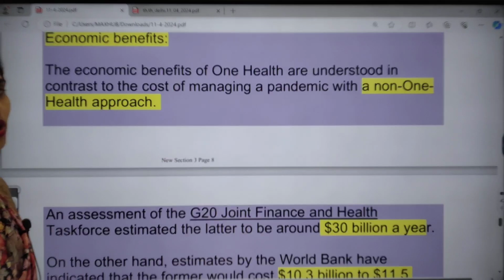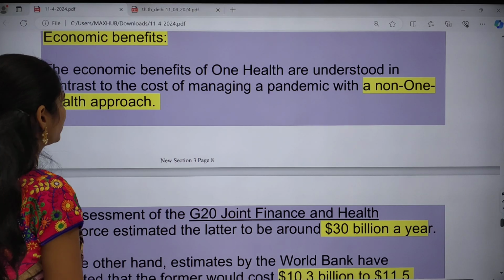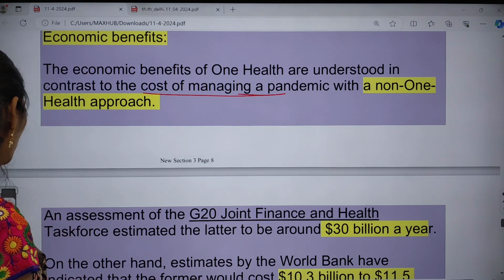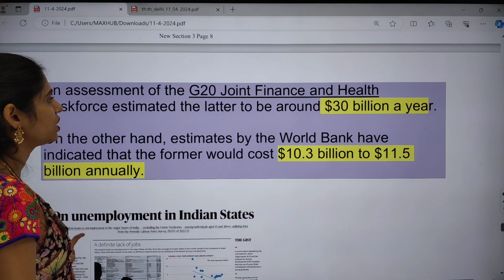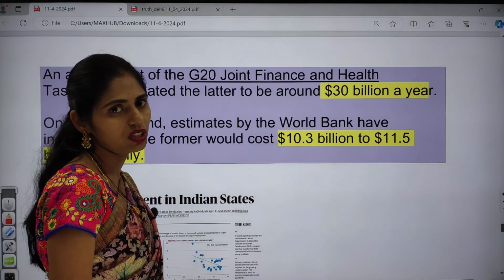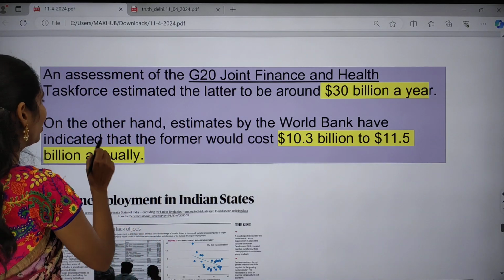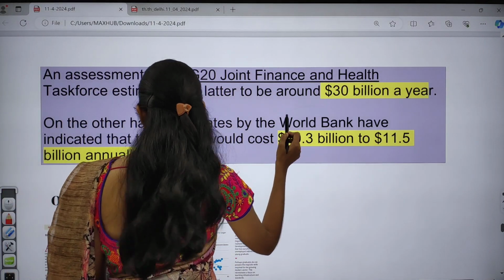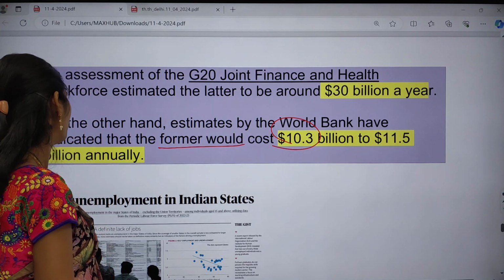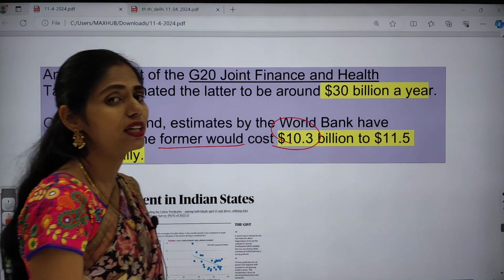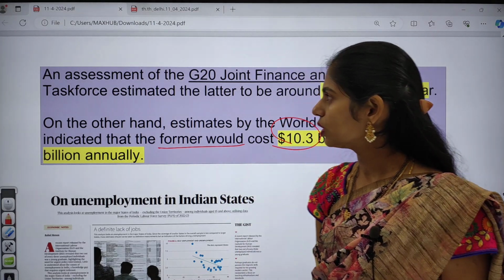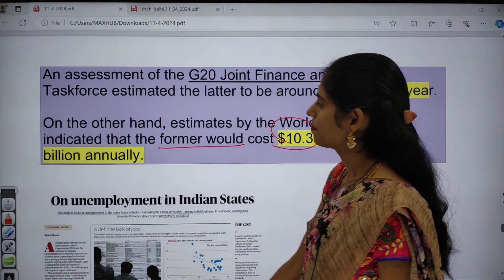So what are the benefits of this One Health? The first one is economic benefits. We can decrease the cost of managing a pandemic. The assessment of the G20 Joint Finance and Health Task Force estimated that it will be around 30 billion a year. On the other hand, the World Bank estimates the cost will be 10.3 billion to 11.5 billion annually if you focus on One Health, or else the economic cost will increase. So this is about the concept of One Health.